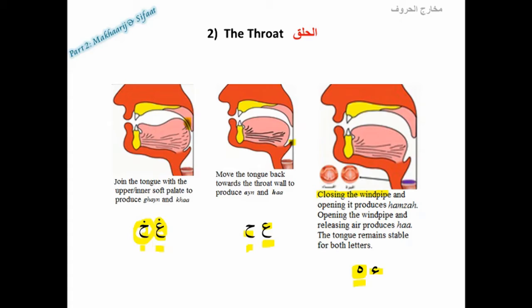And this is what differentiates both of them. Because they come from the same place. And obviously this is the characteristic that differentiates them. So if you don't make a difference between the air coming for kha and no air coming for ghain, ghain can sound like a kha. Okay, so therefore, again, I keep emphasizing the sifat, the qualities of the letters. It's very important to study them and to know.